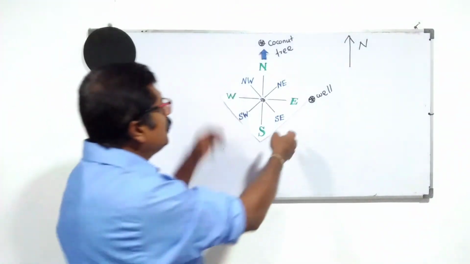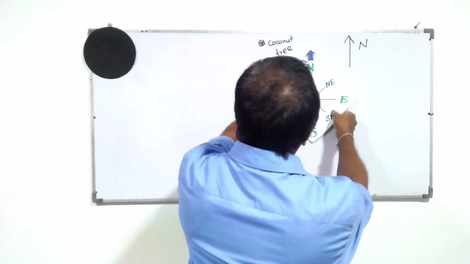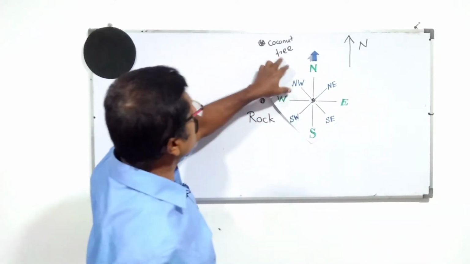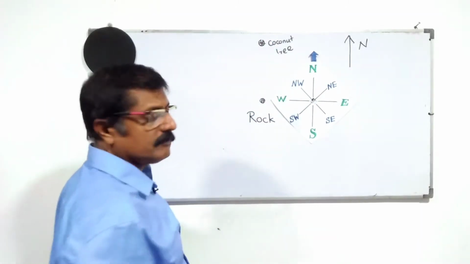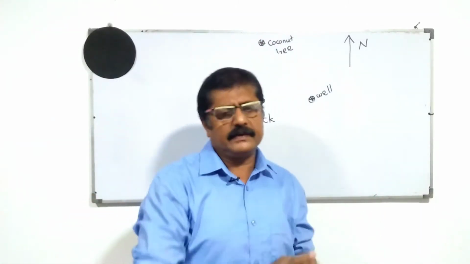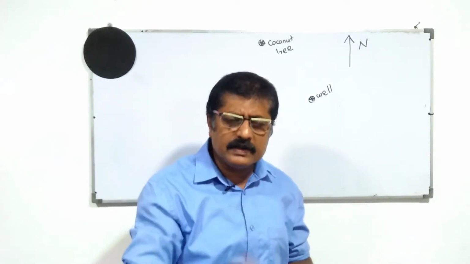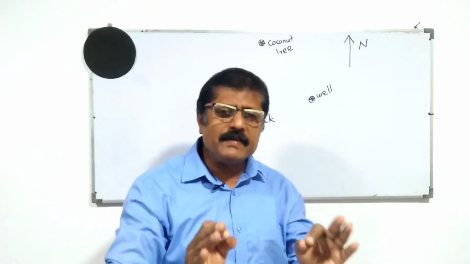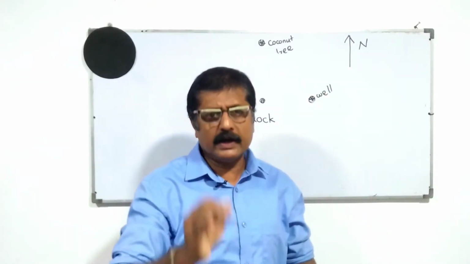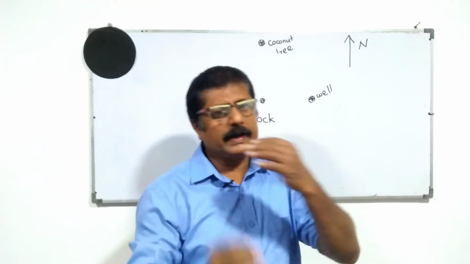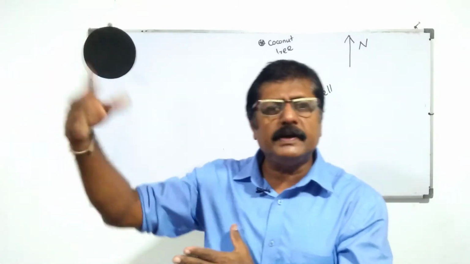But if you go to the well, then what happens? Then the coconut tree lies in the northwest. So finally, what can you understand? The direction of something depends upon the place from where you see. It depends upon your position. If you go to another position, the direction in which you see something will be different.